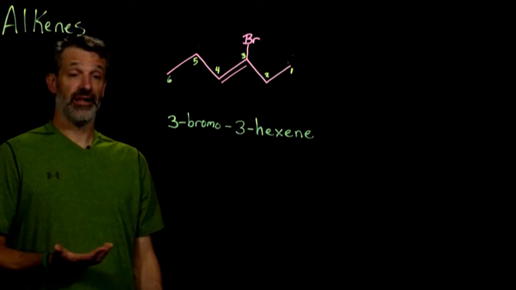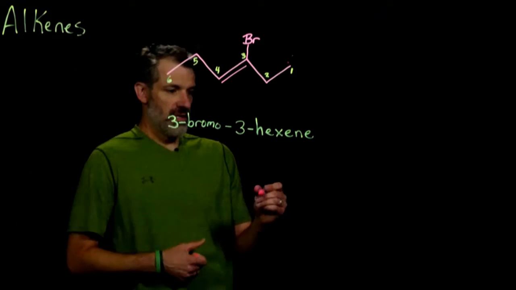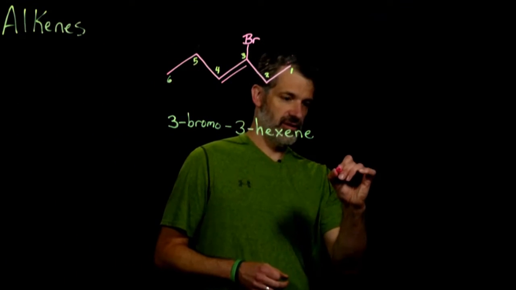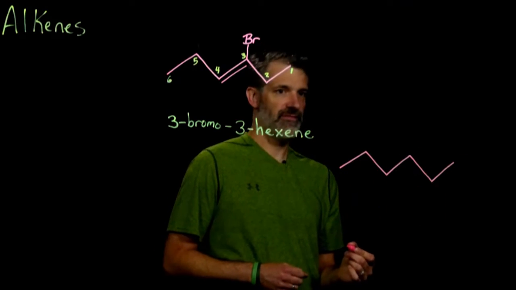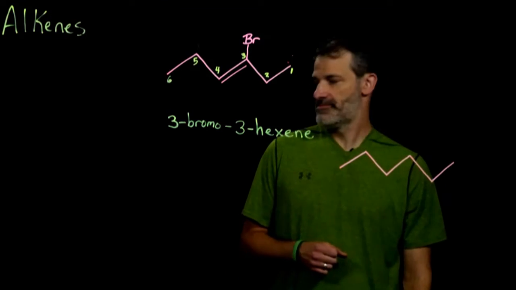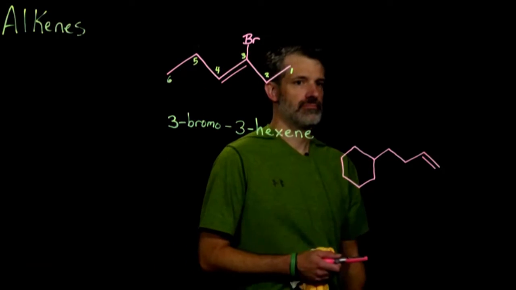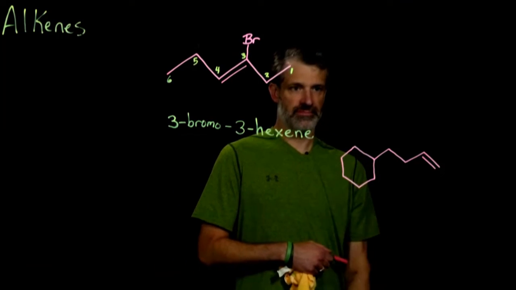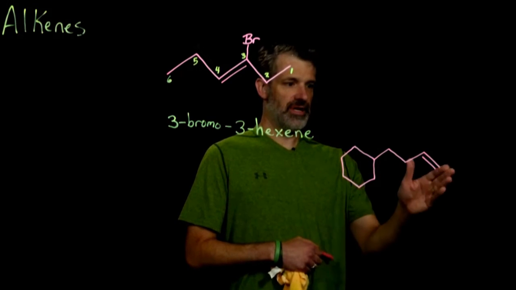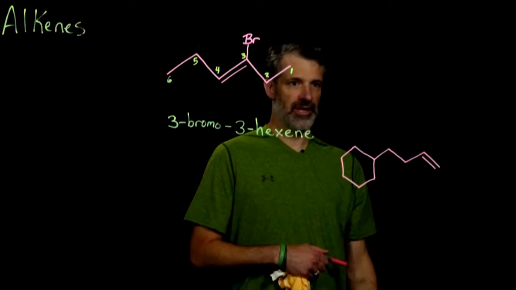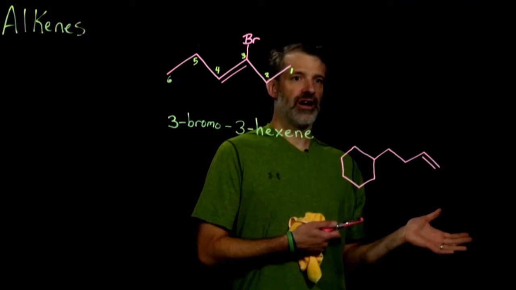Let's take a look at another naming rule that involves taking a look at priorities of substituents versus functional groups. All right, in this example, I have a cyclohexane ring, and I have a 1, 2, 3, 4 carbon branch extension coming off of that ring.